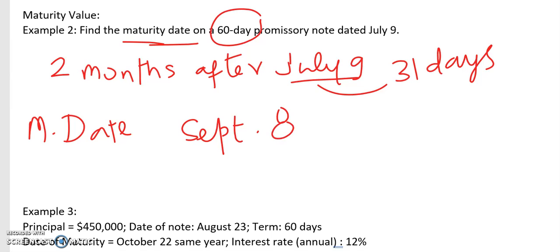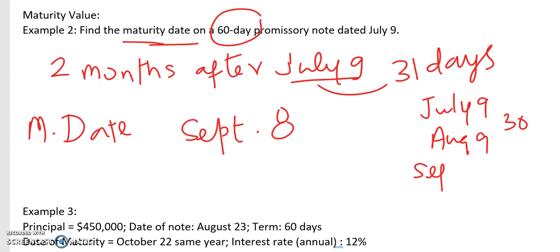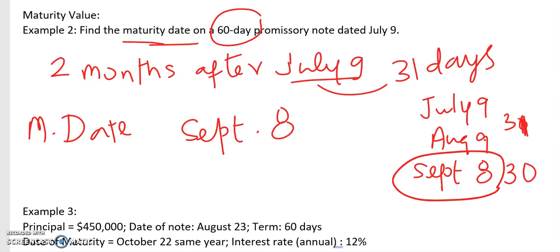So July 9th, then you have August 9th, 30 days, and then September 8th, 30 days. Okay, so you have 31 days and 30 days, and that comes to September 8th, which is going to be 30 days, because September is 30 days basically.